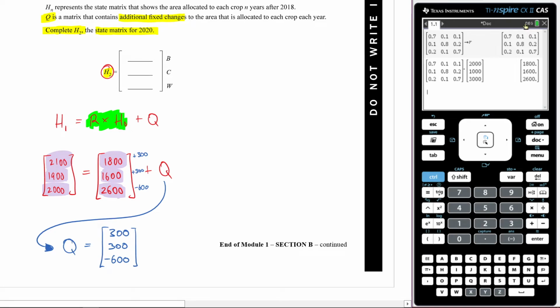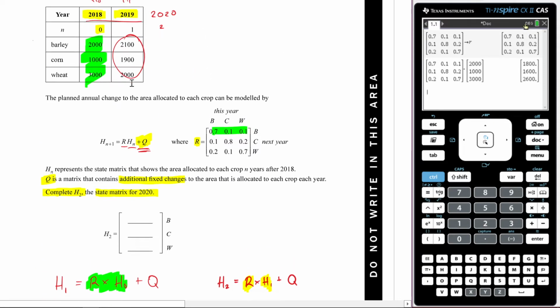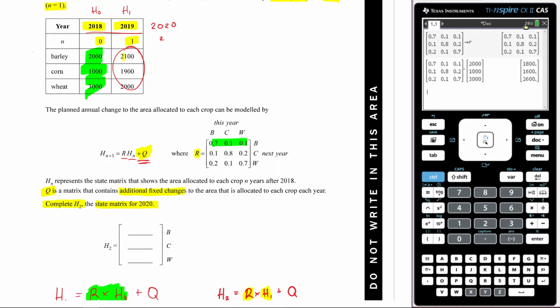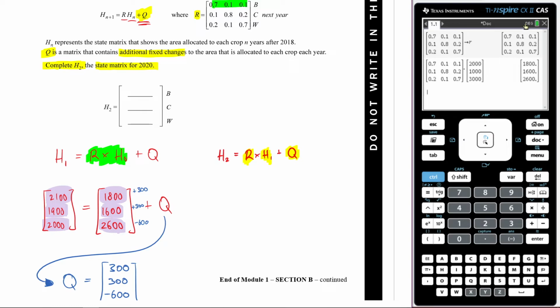All right, now that we know Q, we can now finally go in for what we want, and that is H of 2, okay? Because we know that H of 2 is going to be equal to R times H of 1 plus Q. And now appreciate the fact that we have all the information we need. We know what R is. We know what H of 1 is. H of 1, if we come back up here, is simply all of these values there. And then we know what Q is. Q is there. So now I'd come to my CAS.